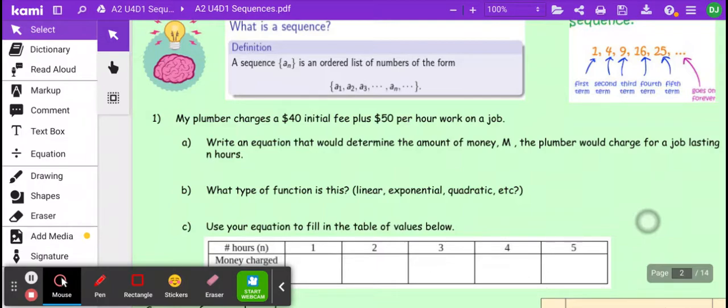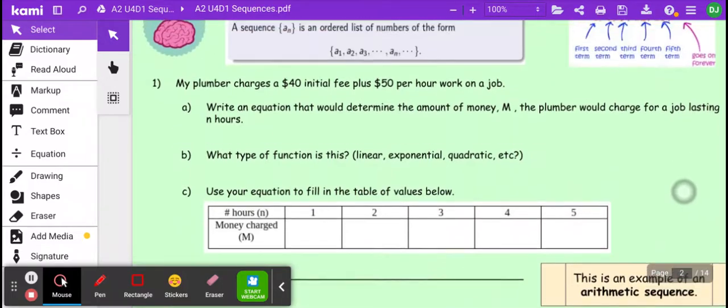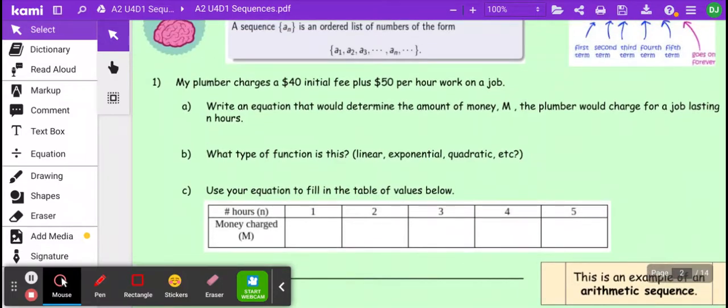Okay, so let's take a look at something that I think we're familiar with. My plumber charges a $40 initial fee plus $50 per hour worked on a job. Where have we seen this before? Well, I want you to take a moment and pause the video, and see if you can write this equation. What type of function is this? Hint, hint, we did this in Unit 2. And then see if you can fill out the table of values. So I'll pause the video and give you a couple minutes to do that.